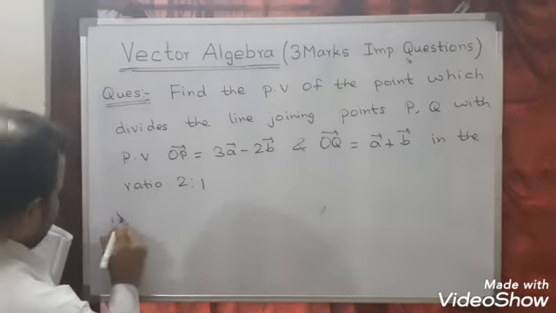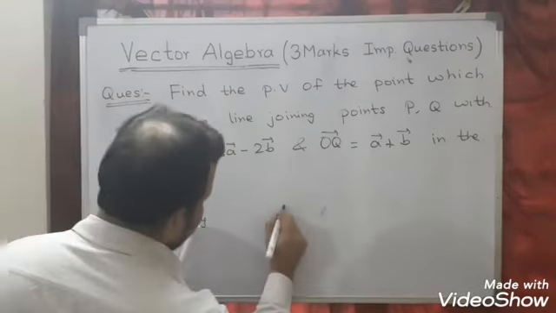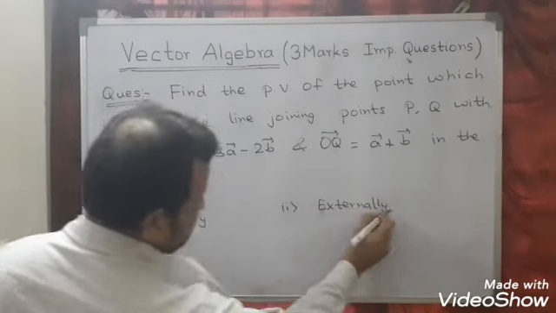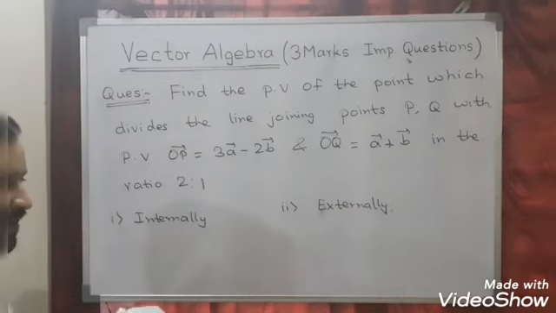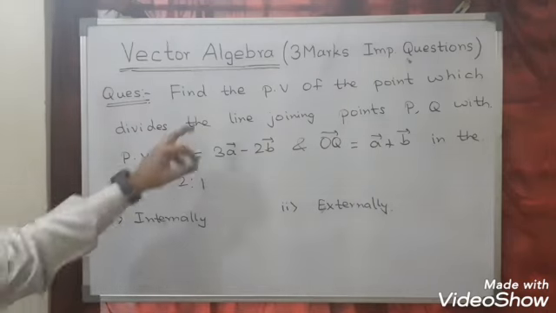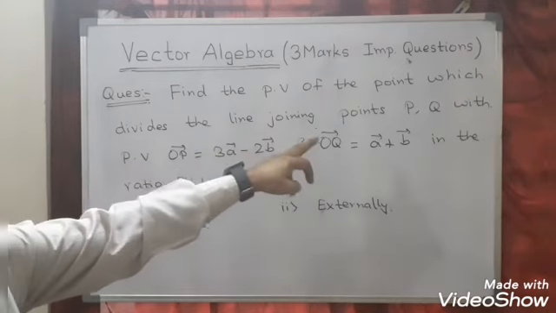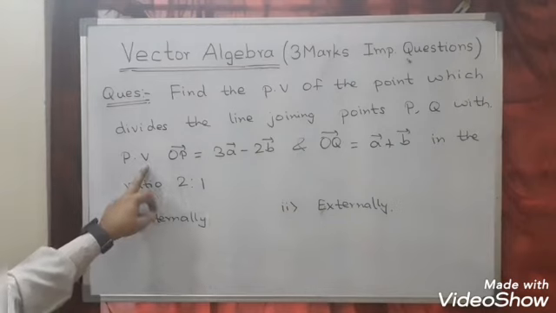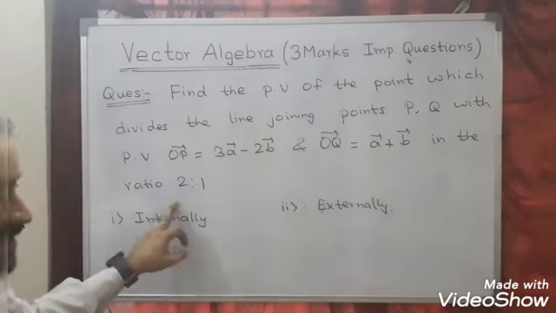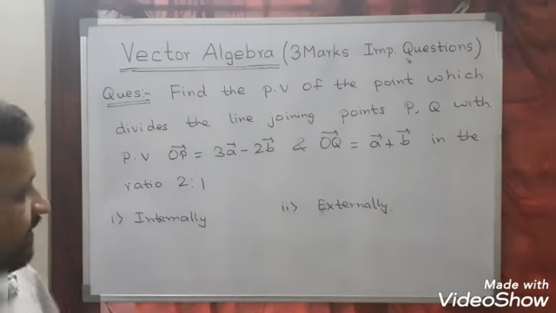First is internally and the second one is externally. So we know how to apply the internal division formula and how to apply the external division formula. Here the question is, find the position vector of the point which divides the line joining the points P and Q with position vector OP equal to this and OQ equal to A plus B in the ratio 2:1. We have to find it internally as well as externally.